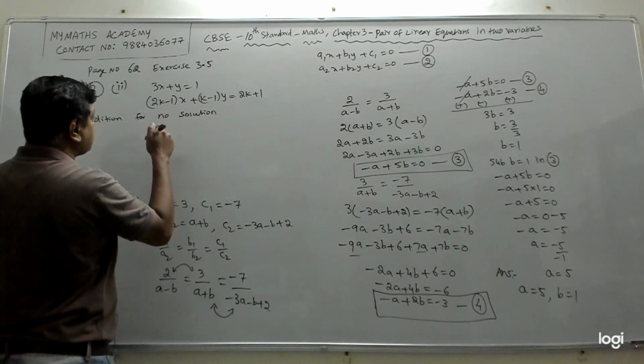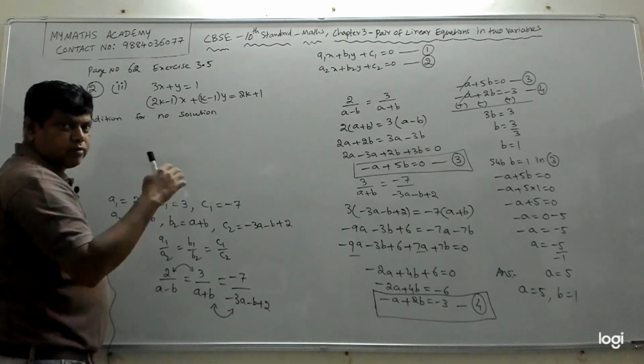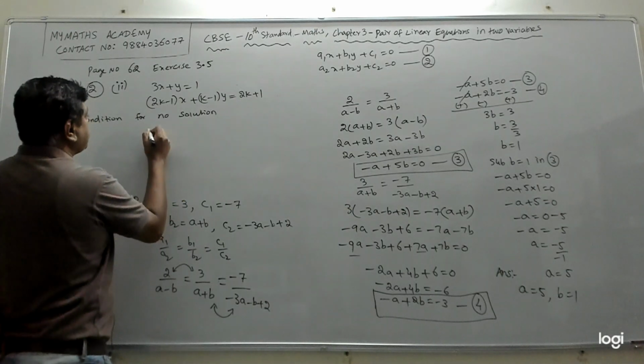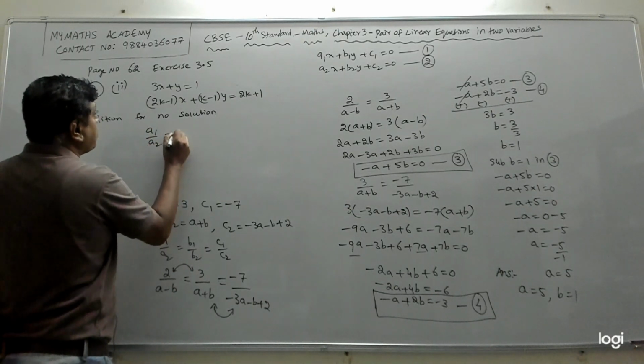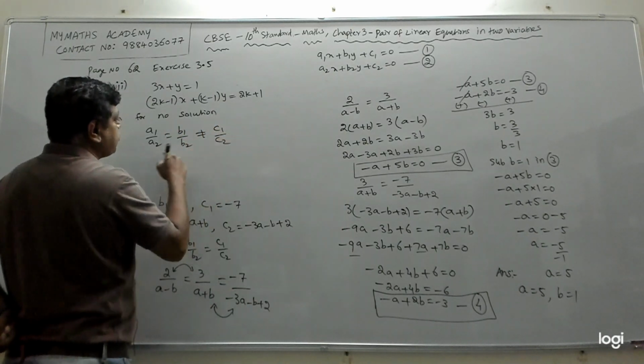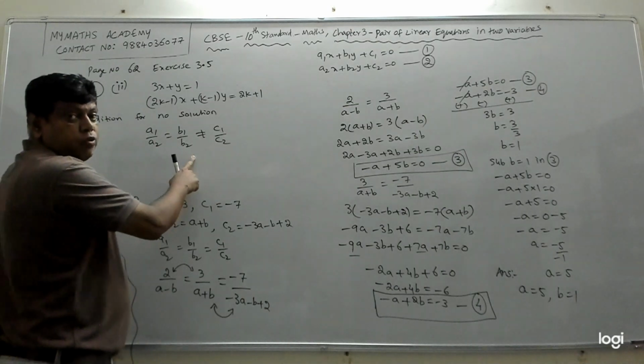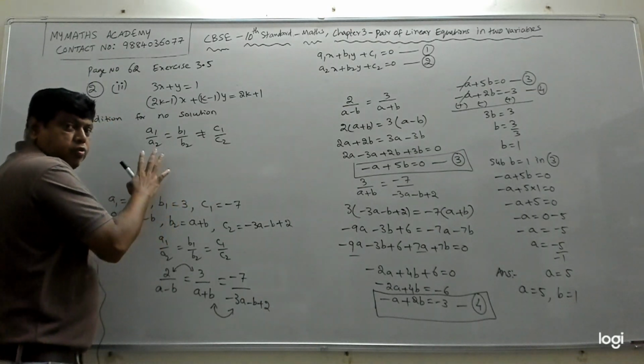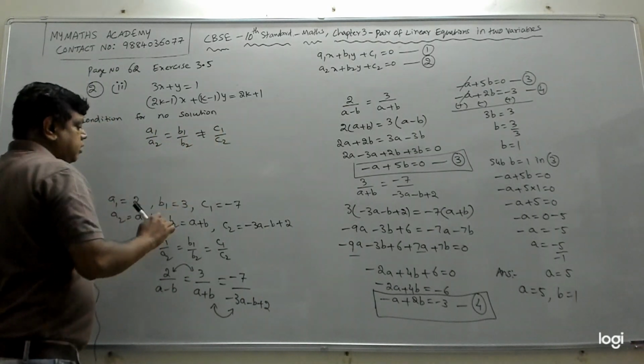Condition for no solution is what? This is the condition which is given in that table which I am telling you: a1 by a2 equal to b1 by b2 not equal to c1 by c2. This is what you see in table 3.4 on page number 46. For no solution, this is the condition.